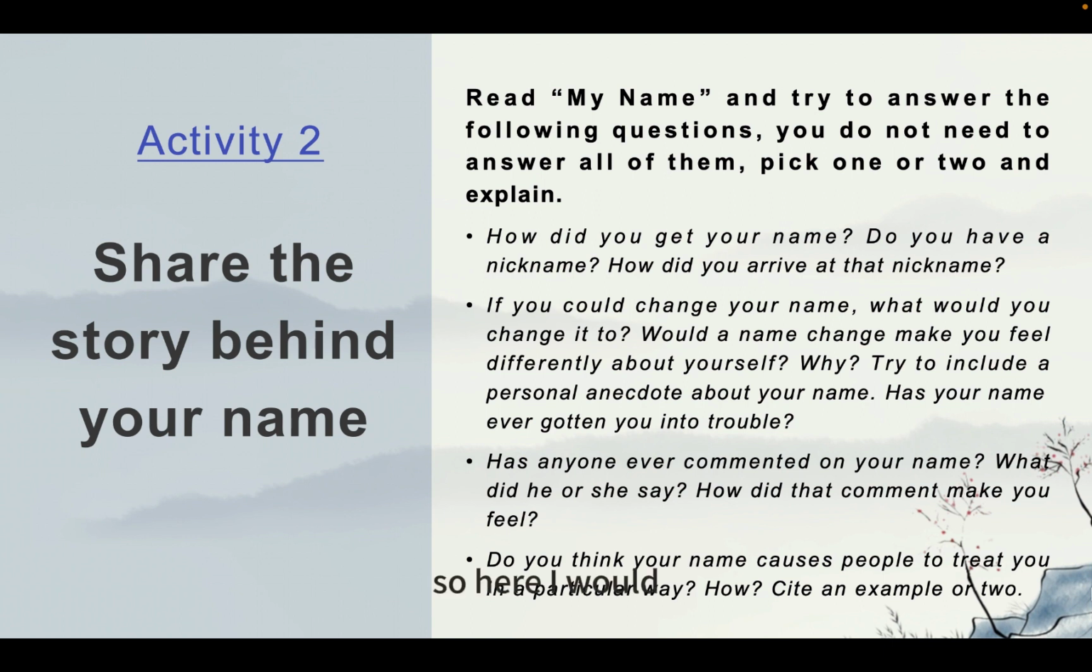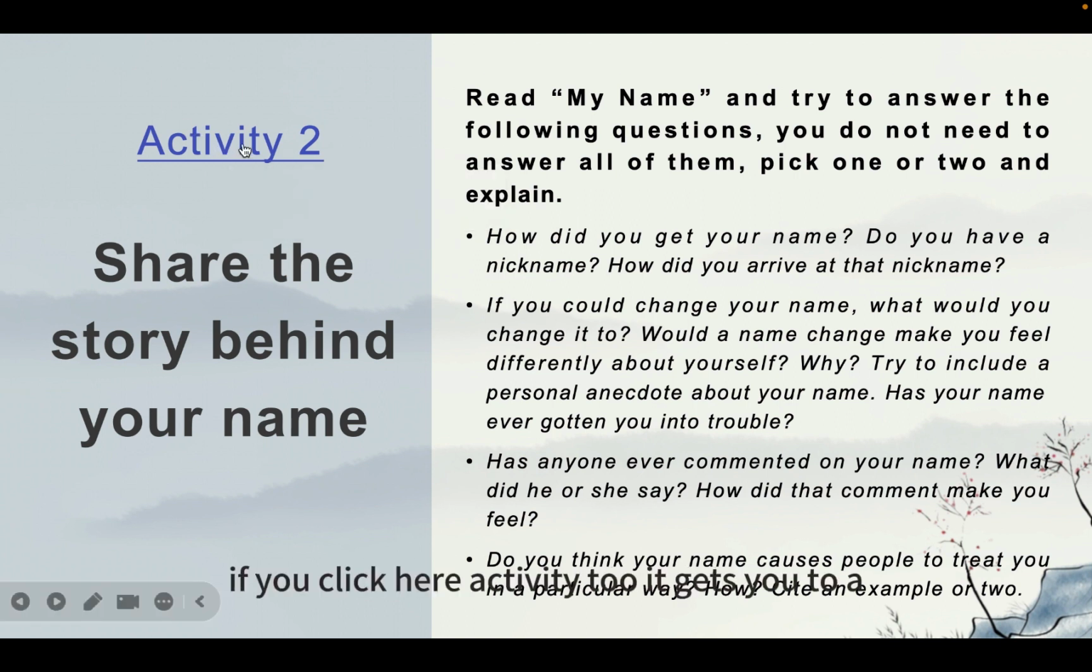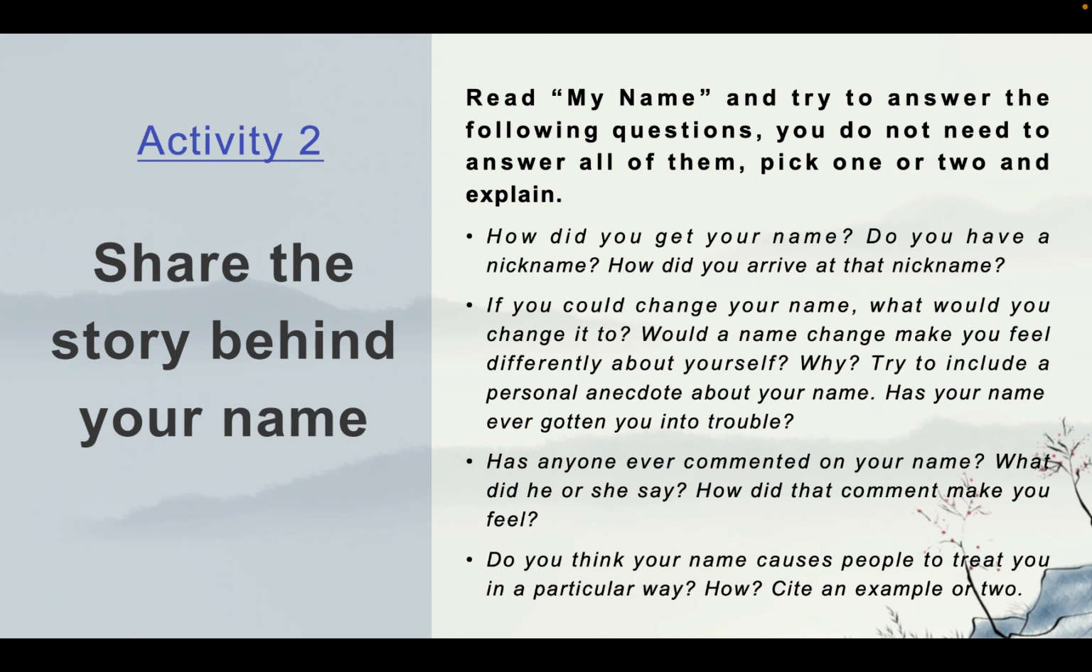So here I would want you to do this activity. If you click here, activity 2, it gets you to a Google Doc, and then you need to answer the questions. You don't need to answer all of them. Just pick 1 or 2 and explain what's behind your name, like the story behind your name.